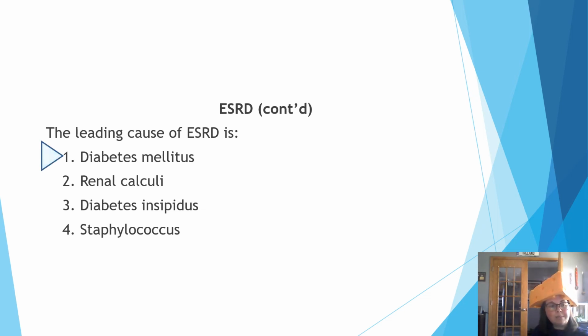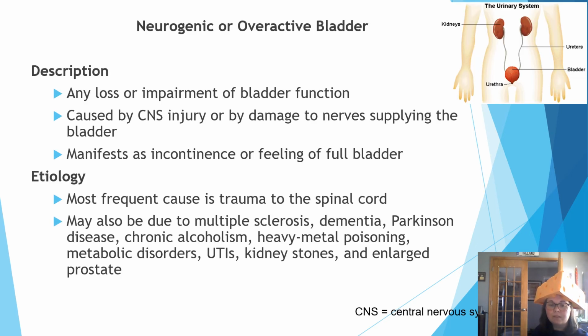Pop quiz. Leading cause of end-stage renal disease is what? The answer is diabetes mellitus, which gradually deteriorates the kidneys. All right, on to the next disorder.